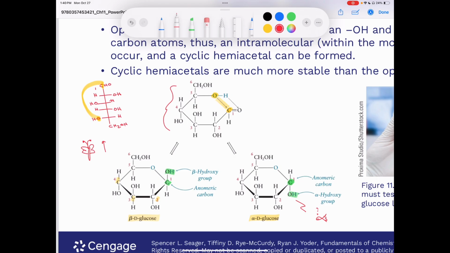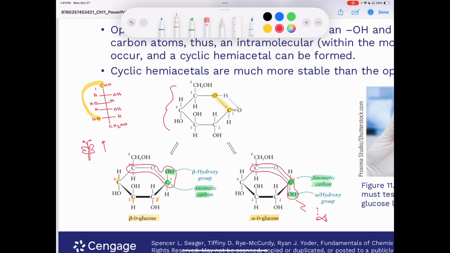Also, carbon number one has a special name. It's called the anomeric carbon. And so there's my anomeric carbon. And so again, when we cyclize our sugar, we get a cyclic hemiacetal. I'll try one more time here. I'll circle carbon, oxygen, hydrogen, right? That's a hemiacetal. Carbon, oxygen, hydrogen. There's another hemiacetal.